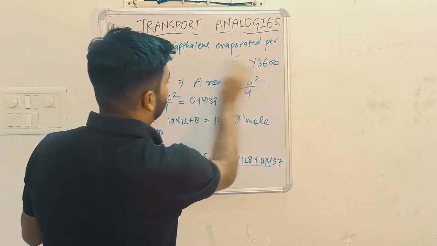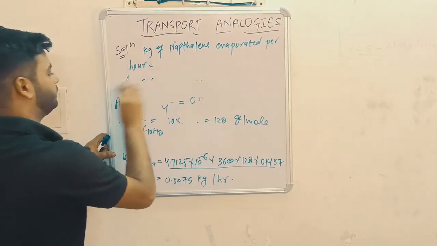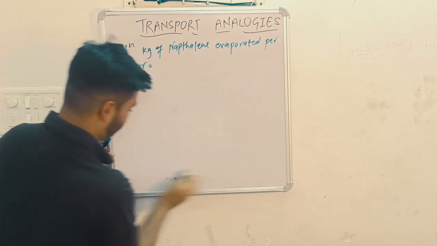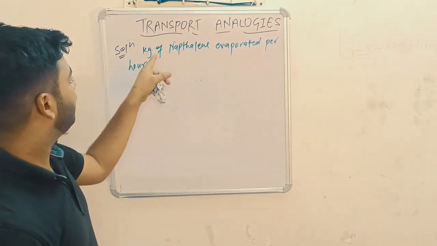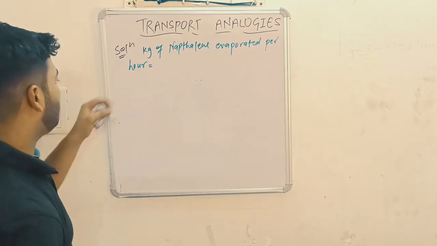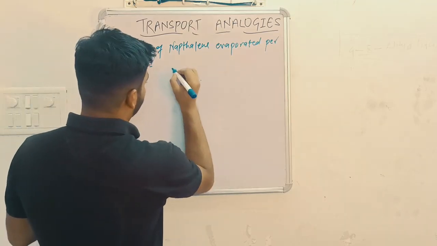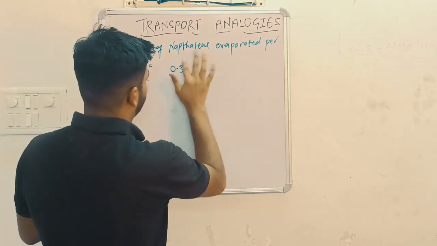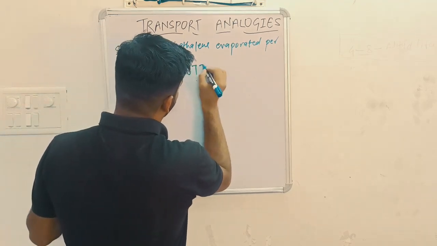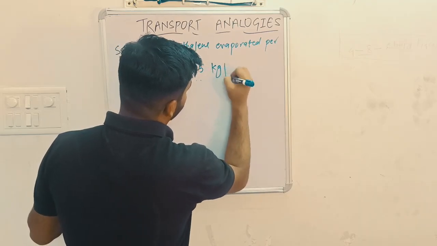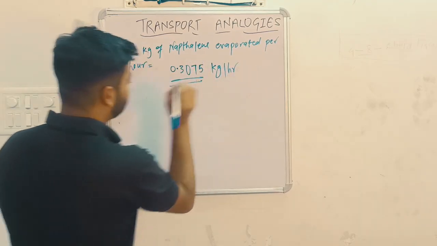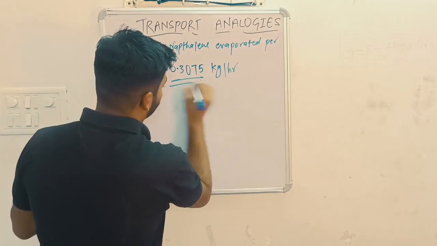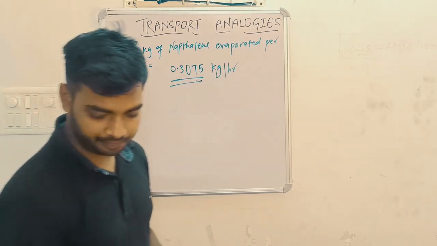So, reporting the final answer: the value of kilogram of naphthalene evaporated per hour is estimated as 0.3075 kg per hour. This is our final answer for this question. That's it.